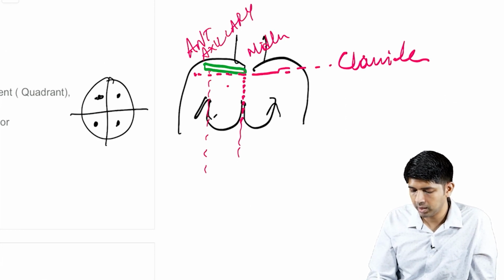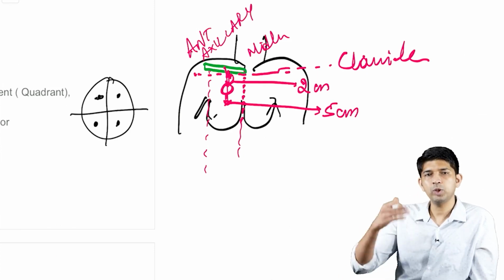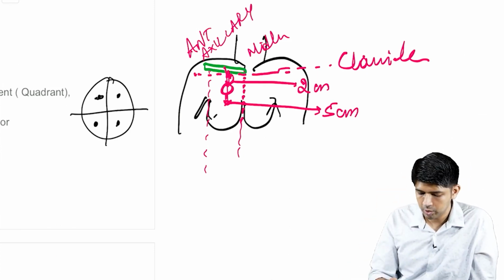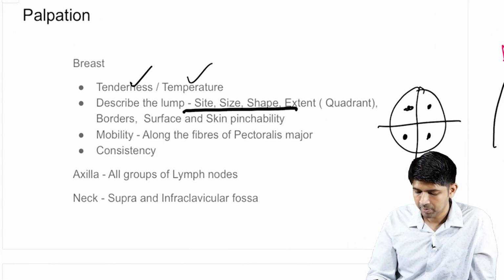If for example the tumor is here, so say superior border is 2 centimeters, the inferior border will be 5 centimeters from clavicle at that point of time. Okay, so both superior and inferior extent you can use clavicle as your marker or for the surface anatomy.